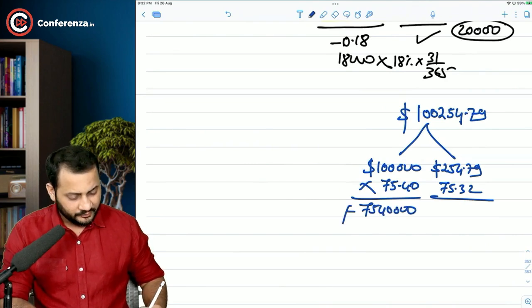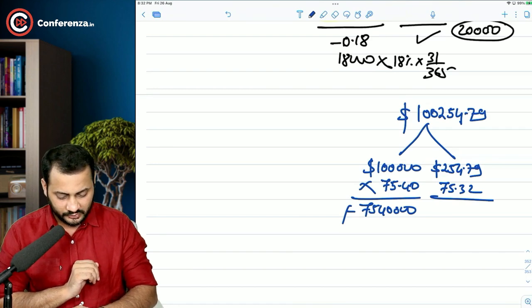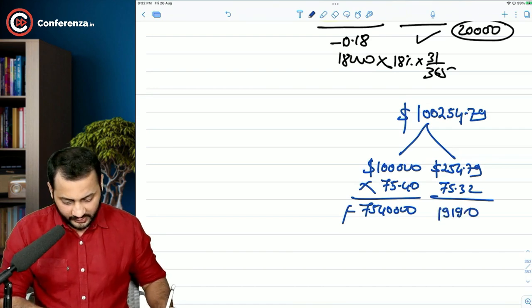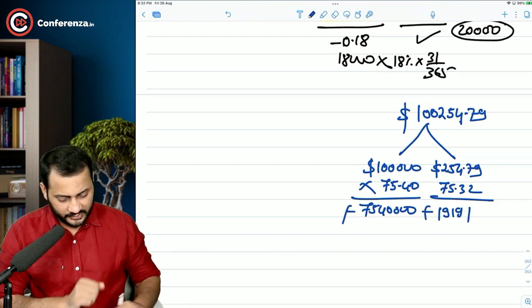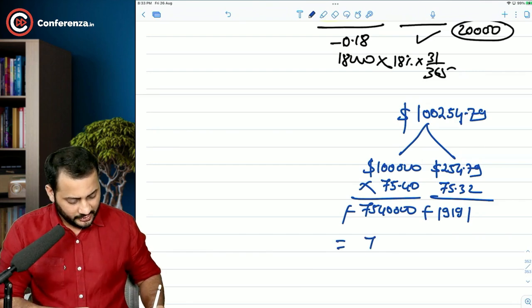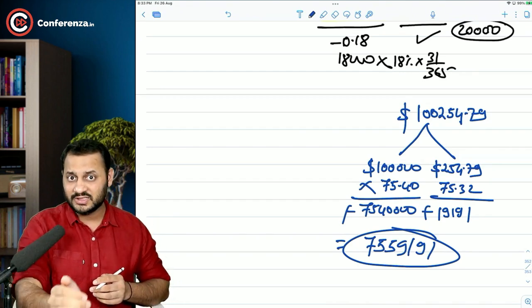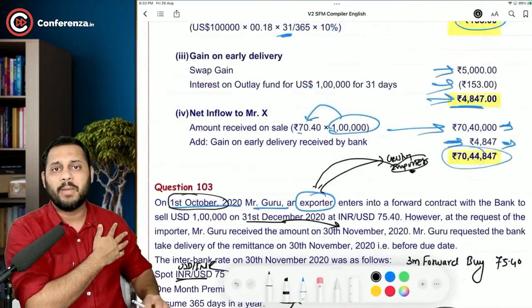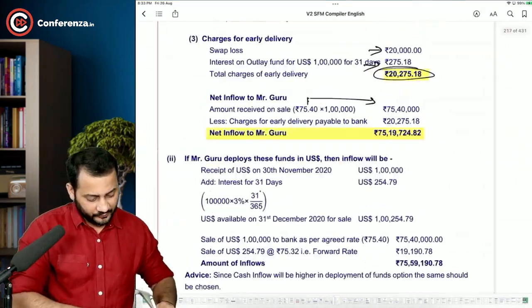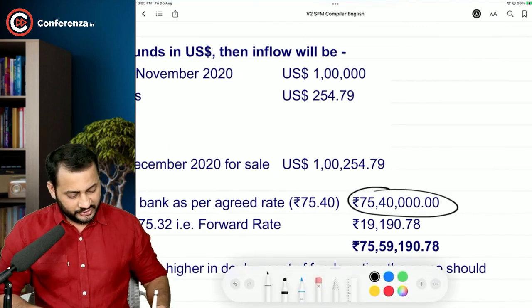75,40,000 will be received by him under the normal original contract, and 254.79 into 75.32 is 19,191. Let's do the total: 75,40,000 plus 19,191. So the total that he would have received is 75,59,191, if he would have invested those early delivered dollars somewhere else rather than going to bank and requesting the early delivery. Original amount and the interest.